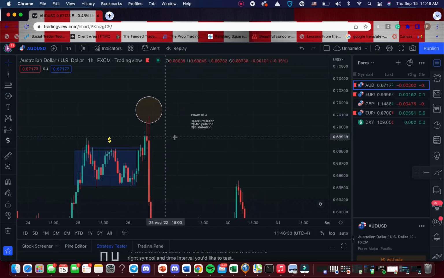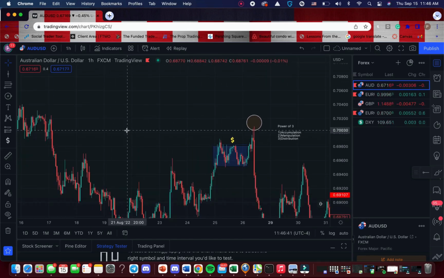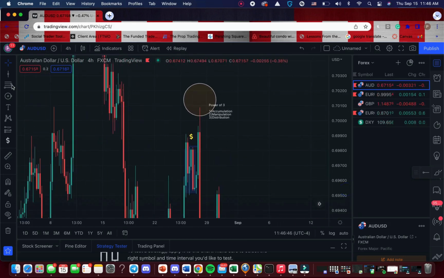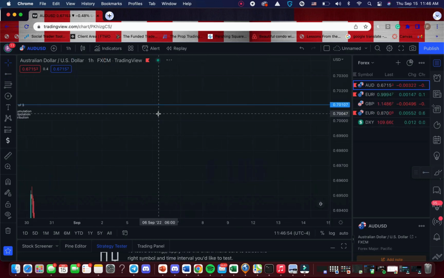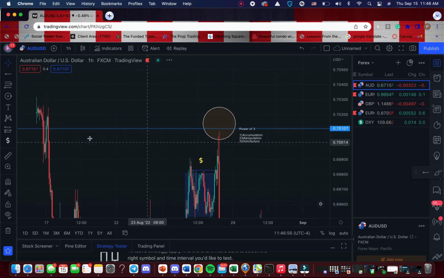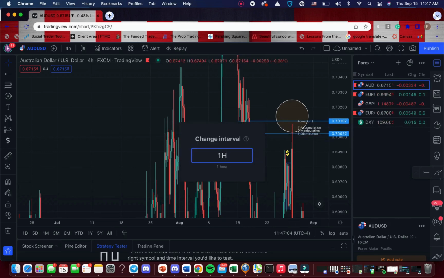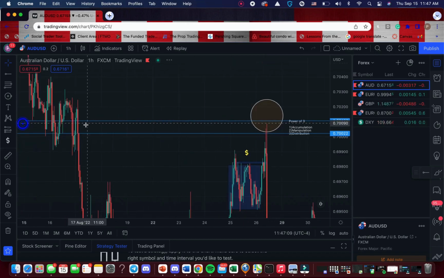But this power of 3 concept is just an extra confluence. So we originally do need some type of resistance, and as we can see here, we do have a 4-hour order block here and here and here. In that area, we do have an institutional resistance. So we could have gone in any area here, and we also have a fair value gap in here.